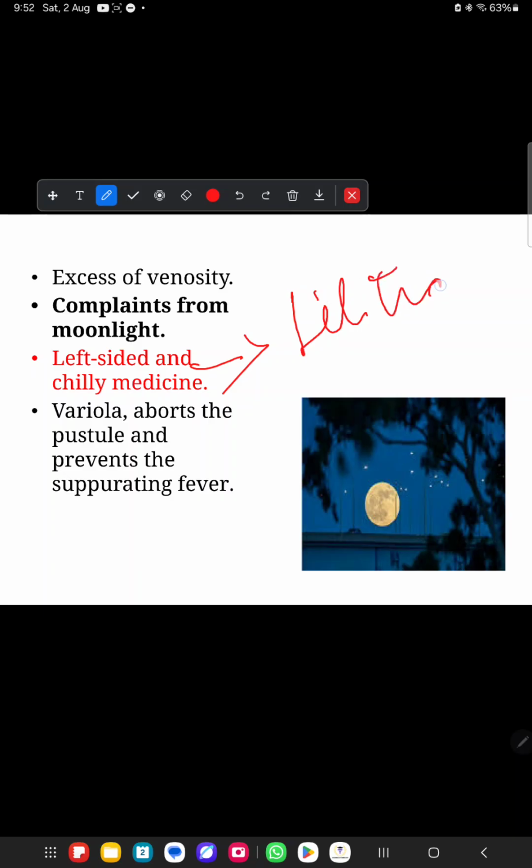Lilium tig. Okay. Lachesis and Thuja is also written. Variola averts the pustules and prevents the suppurative fever. Suppose the patient is coming to you, sometimes it will avert the pustule and sometimes it will prevent the suppurative fever. And if there is a sepsis condition, then we can think about another medicine, Pyrogen.